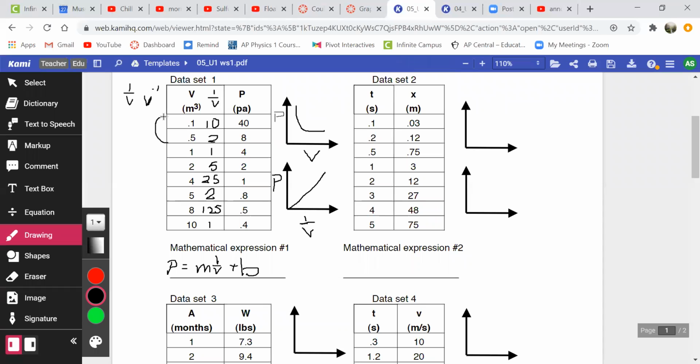We're going to do y2 minus y1 over x2 minus x1. What's 8 minus 40? Negative 32. What's 2 minus 10? Negative 8. The negatives cancel. 32 over 8 is equal to 4. All righty. So now we have that our slope is 4.